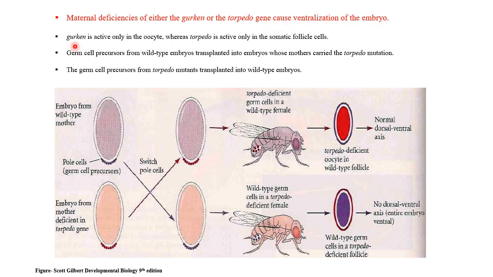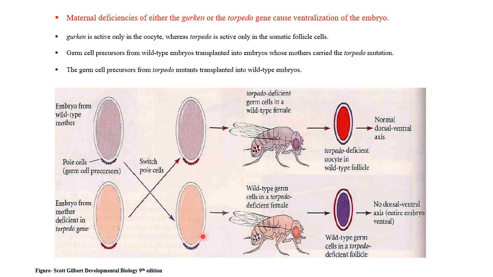Now, the Gurkhan protein is active in the oocyte, whereas torpedo is active only in the somatic follicle cells. Okay, somatic follicle cells. So in this experiment, what happened is that they took embryo from a wild type mother, they took embryo from the torpedo receptor gene mother. Now the germ cell, the pole cell, they transferred these pole cells from the embryo of the wild type mother into the wild type germ cell in a torpedo deficient mother.